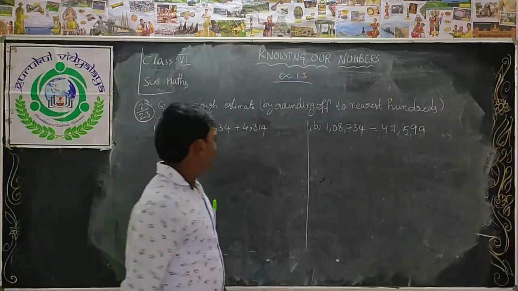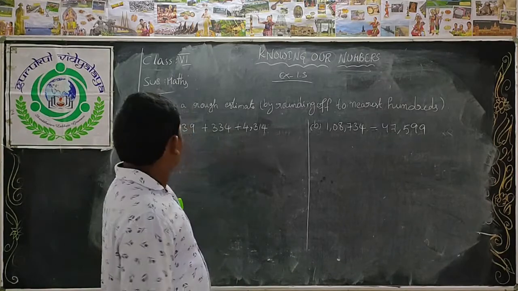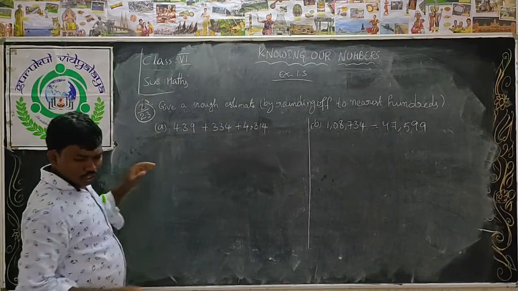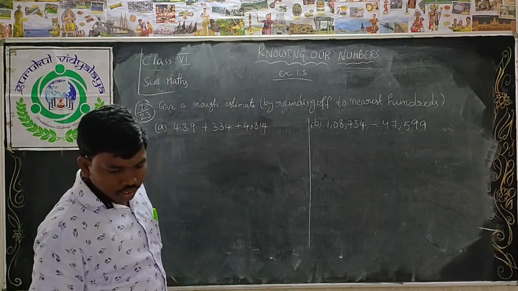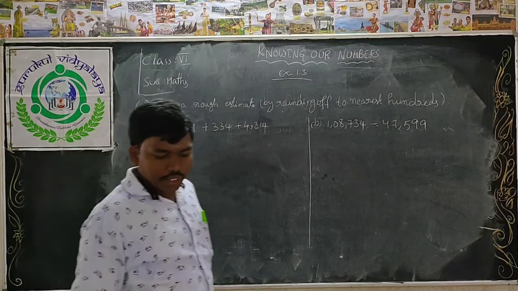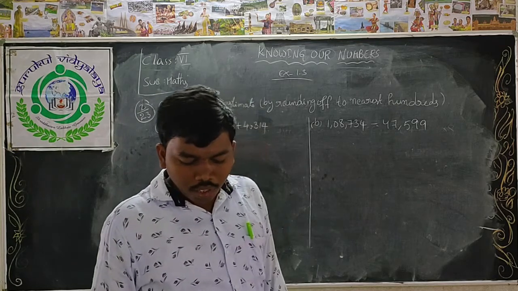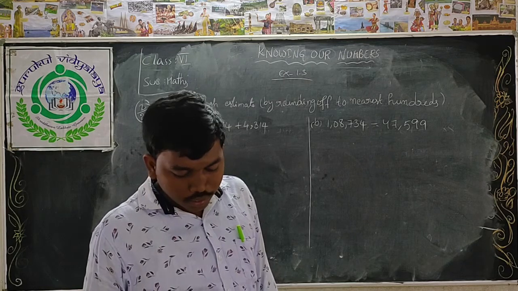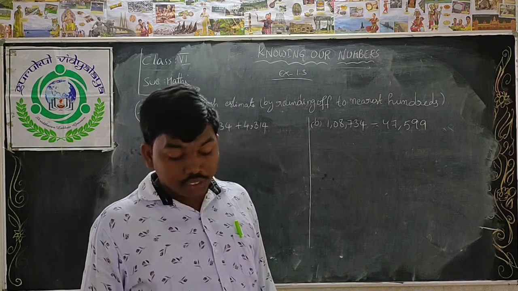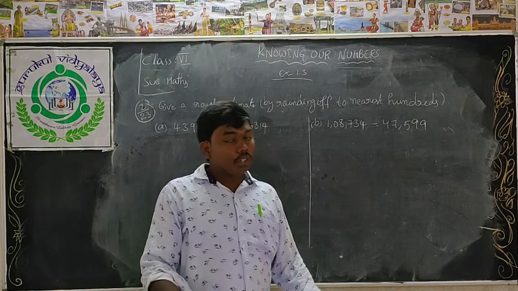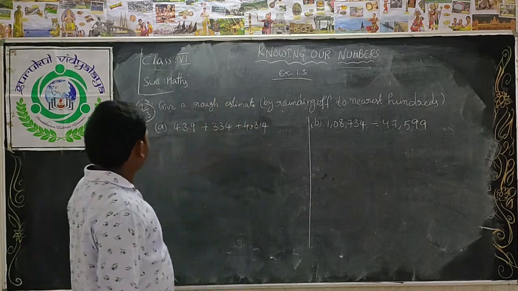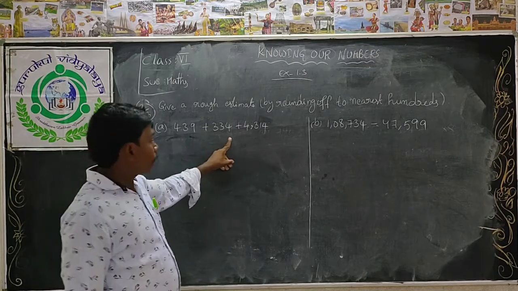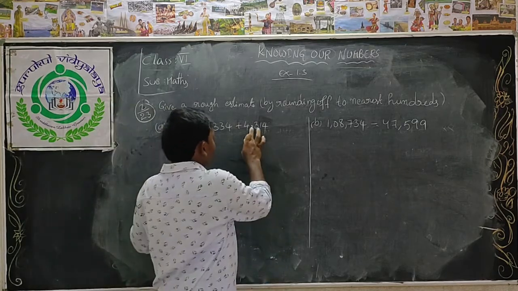Okay children, now we will see the second question. Give a rough estimate by rounding off to the nearest hundreds and also a closer estimate by rounding off to the nearest tens. If nearest hundreds, no need for nearest tens. See the children, the first one: 439 plus 334 plus 4,000.